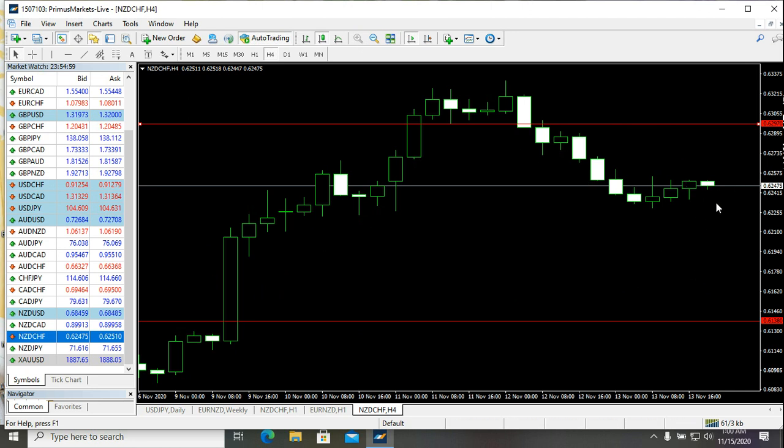So the current price is 0.62475, and then we are looking at a TP of 100 pips, so it will be 0.61475. At most 100 pips will be enough for this trade. So this is the first currency.